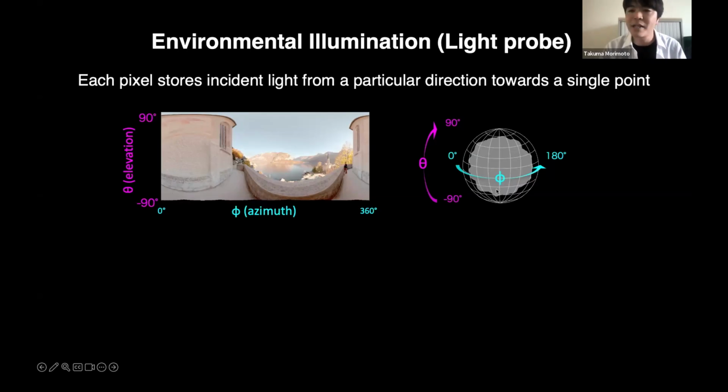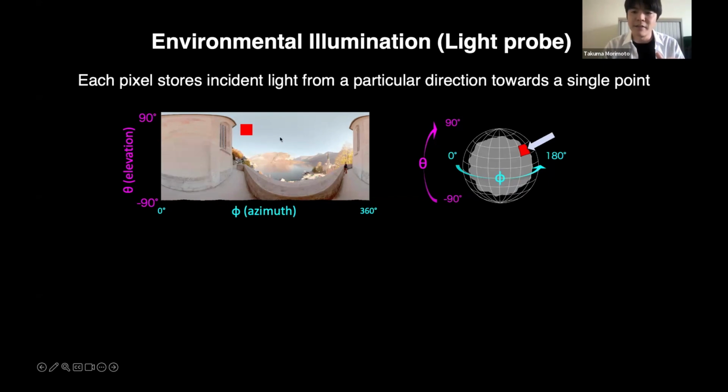So again, we are imagining an object like this, and we define polar coordinates where the object is the origin, the center of the coordinate. Then we want to think about the incident angle of the light hitting the object from different directions. And we define the direction of the light incident angle using just 2 axes. One is elevation, and the other one is azimuth. So now in this image, each pixel stores information about the illumination coming from a particular direction towards a single point in the scene.